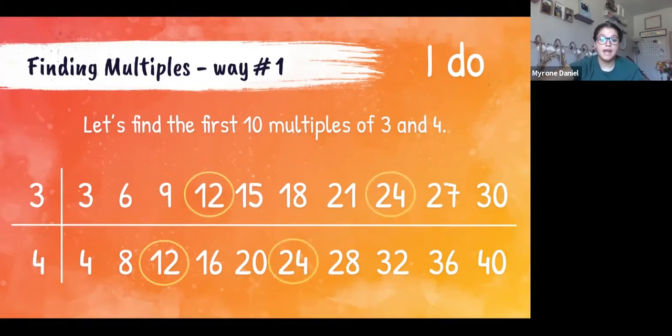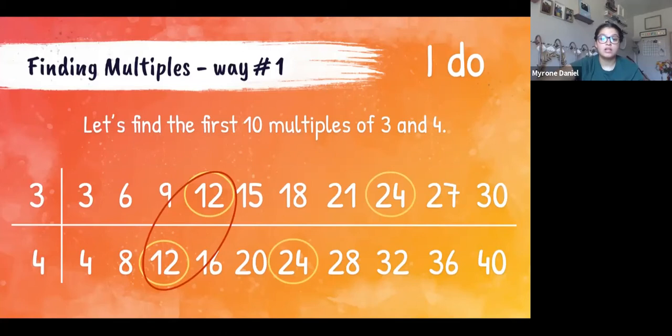So now we have to find the least common multiple for these two numbers. That's going to be the first multiples right there, 12. 12 is our least common multiple between 3 and 4.